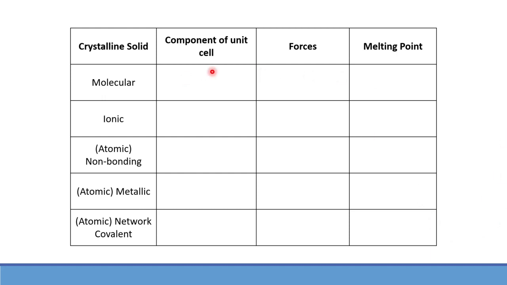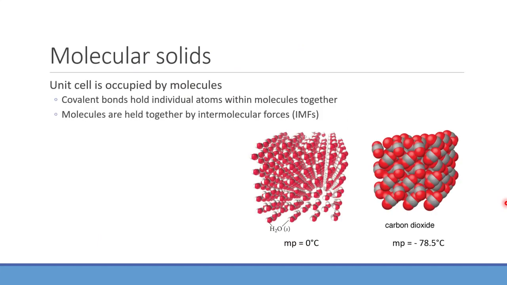So how are you going to think about the components of these unit cells, the forces that hold them together, or how they relate to each other via melting point? So I'm going to start with molecular solids. These unit cells are occupied by molecules, and the covalent bonds hold the individual atoms within the molecules together, like the covalent bonds between the hydrogen and oxygen atoms forming a single water molecule. However, the two water molecules are held together by intermolecular forces.